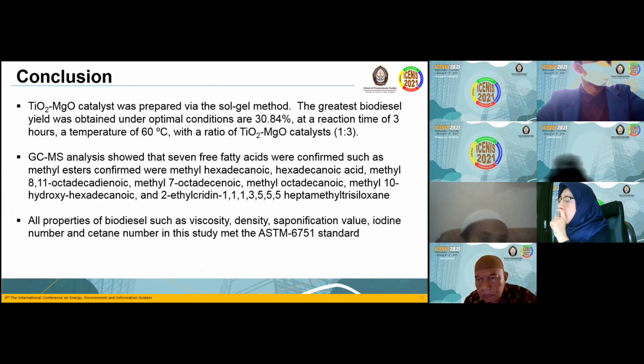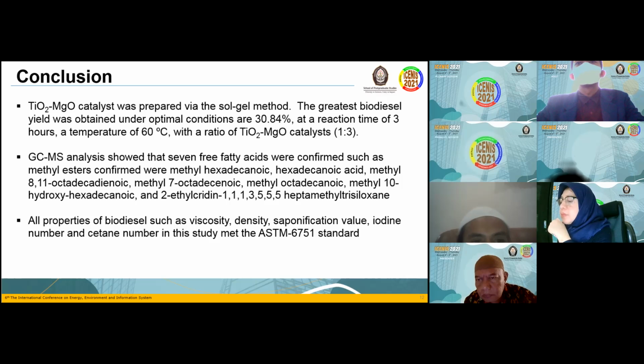And conclusion: the titanium dioxide doped magnesium oxide catalyst was prepared via the sol-gel method. The greatest biodiesel yield was obtained under optimal conditions, at 30.84% at a reaction time of 3 hours and a temperature of 15 degrees, with the ratio of titanium dioxide doped magnesium oxide catalyst 1:3.